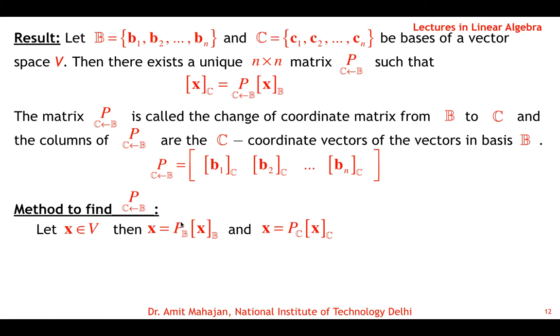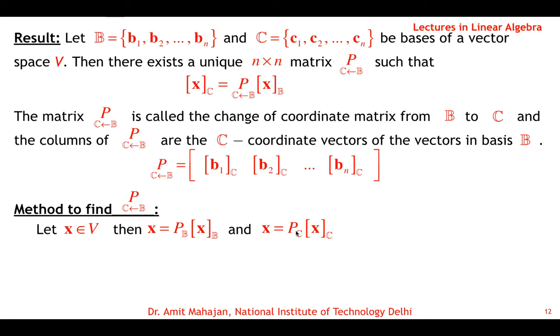So x can be written as P_B times the B coordinate of x. That means x is a linear combination of basis B, where P_B is the matrix of B1, B2, Bn, and the B coordinate of x means the weights needed for this linear combination. Similarly, x is equal to P_C times the C coordinate of x, where P_C is the matrix of C1, C2, Cn, and the C coordinate of x means the weights needed to write x as a linear combination of C1, C2, Cn.